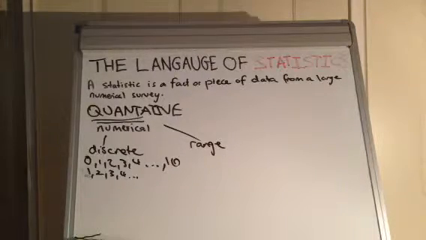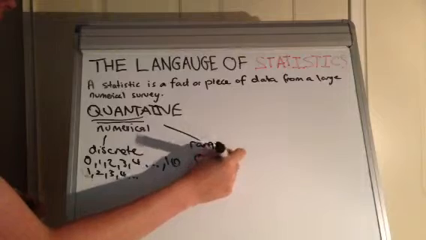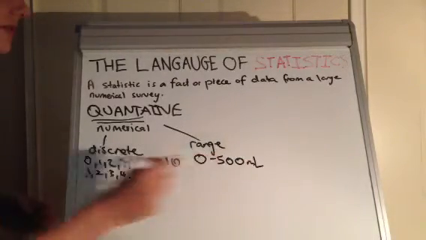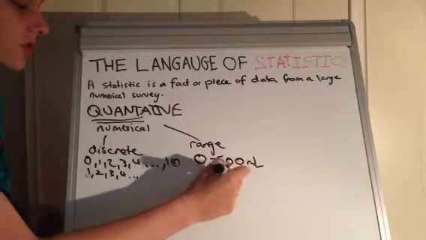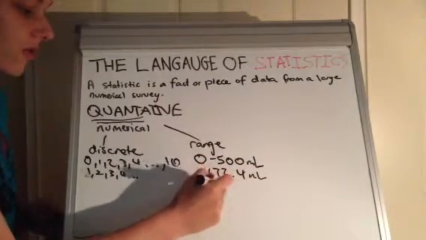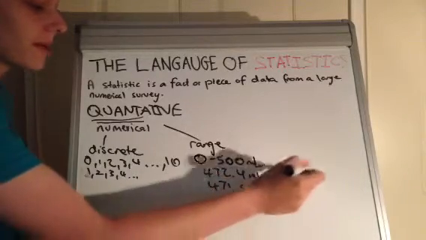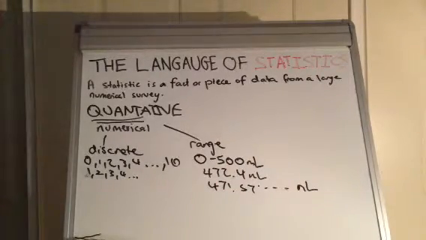In terms of a range, we could think about how much water is in a water bottle. Generally, if it was a 500ml water bottle, it would be anywhere between 0 and 500 millilitres. And from that, it could maybe be 472.4 millilitres, or 471.57 millilitres. As you can see, it's part of a range there. It's not limited to just whole integers, because we can have portions of millilitres as well, depending on the precision of our measuring instruments, of course. But that's just to look at quantitative data there.